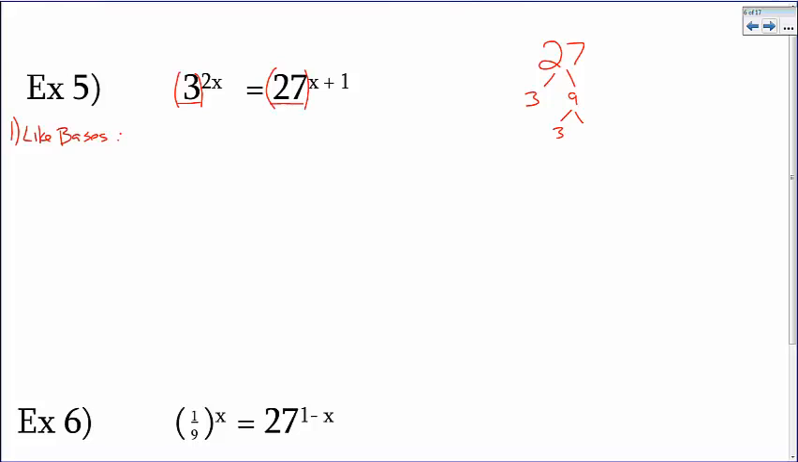Using a factor tree, we can see that 27 can be rewritten as 3 to the 3rd power. I can now rewrite my equation with 3 to the third replacing 27 within the parentheses.